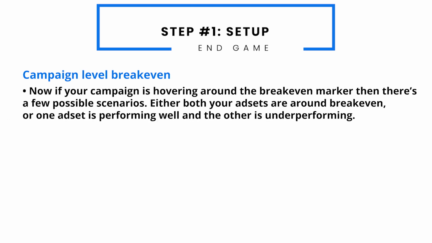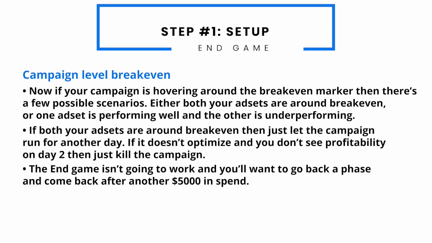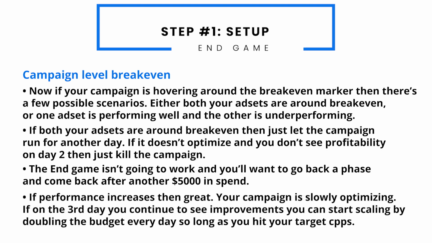Now if your campaign is hovering around the break-even marker, then there's a few possible scenarios. Either both of your ad sets are around break-even, or one ad set is performing well and the other is underperforming. If both of your ad sets are around break-even, then just let the campaign run for another day. If it doesn't optimize and you don't see profitability on day 2, then just kill the campaign. Most likely the endgame isn't going to work and you'll want to go back a phase and come back after another $5,000 in spend. However, if performance does increase, then great.